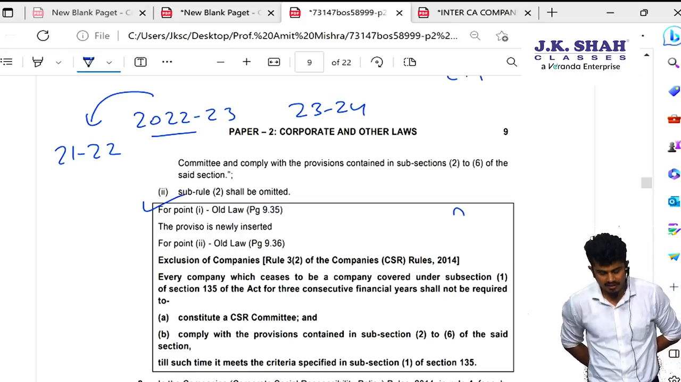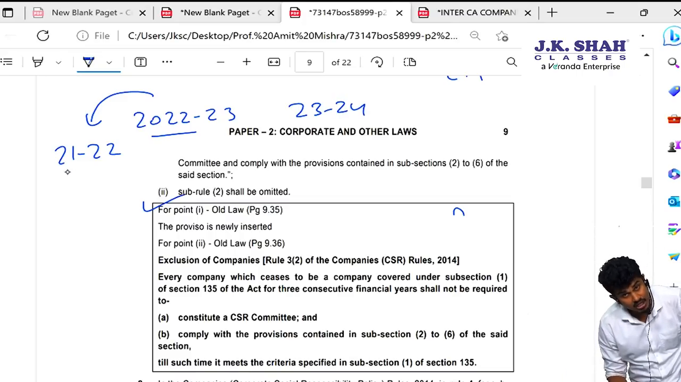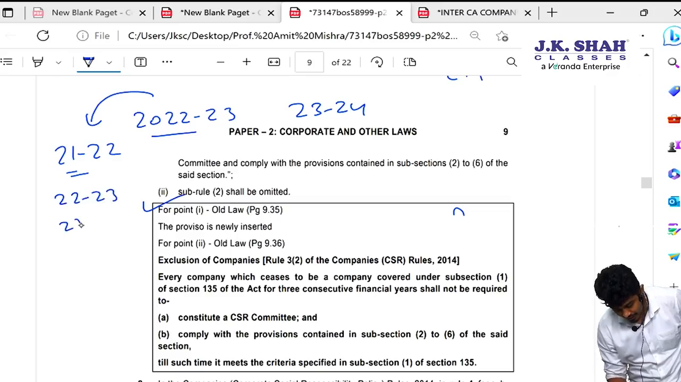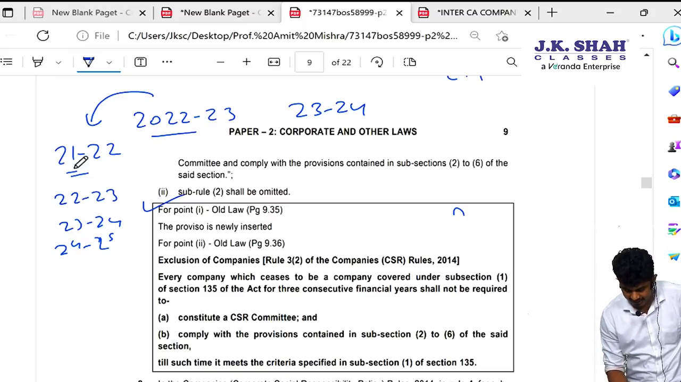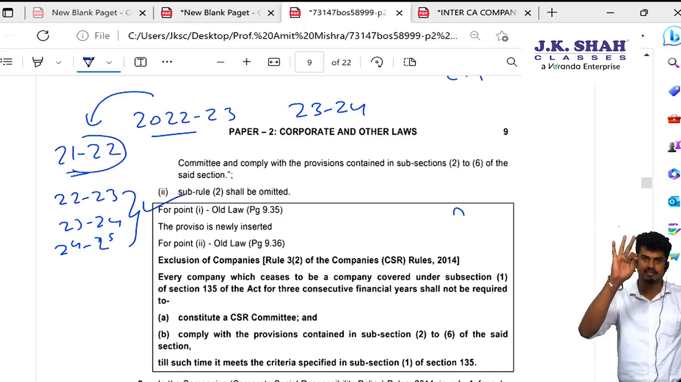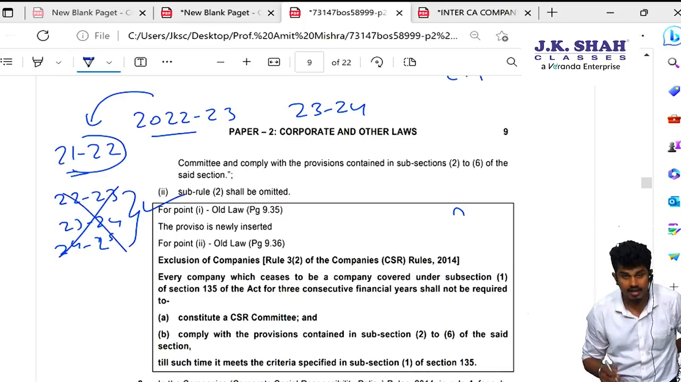For 23-24, what used to happen? See, if I am breaching the limit in 21-22, then by default in 22-23 I will do CSR, in 23-24 I will do CSR, and in 24-25 I will do CSR. It was by default. Once the act applies, it continues to apply for 3 years. But now it is omitted.